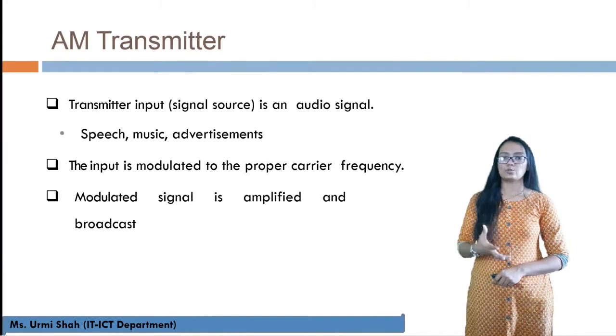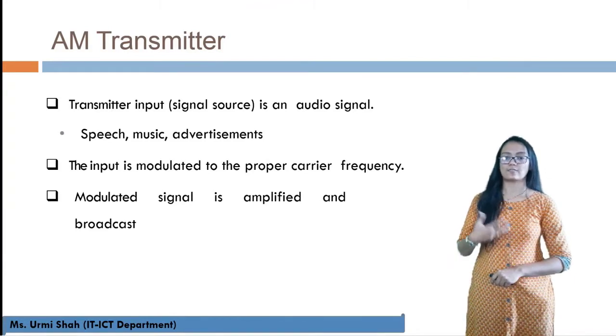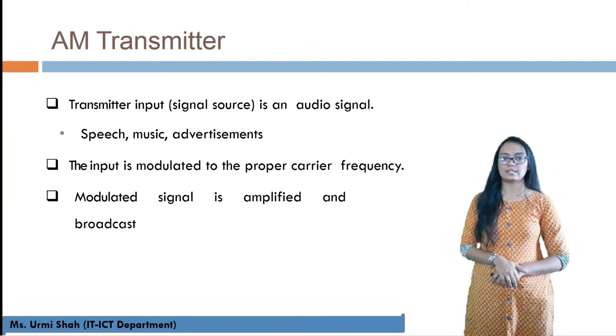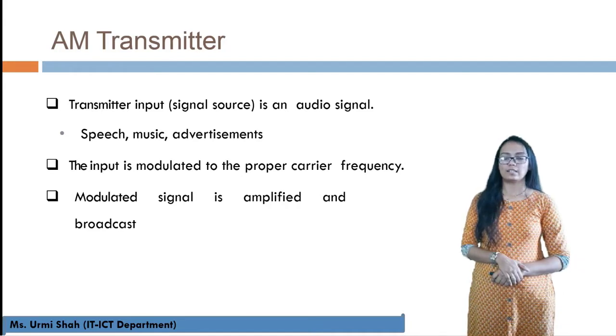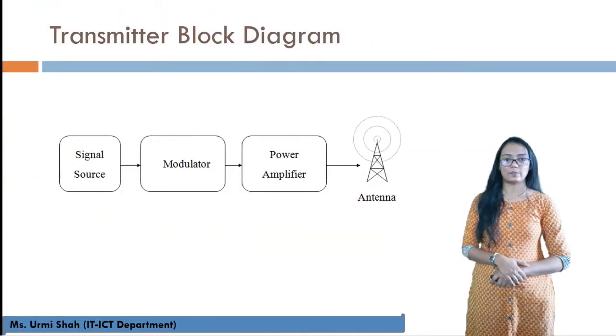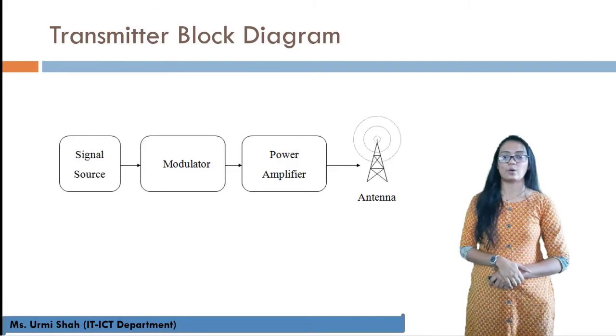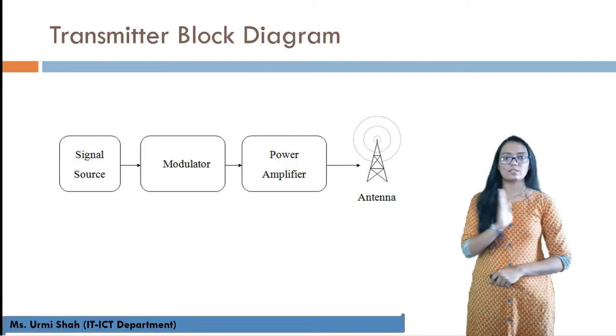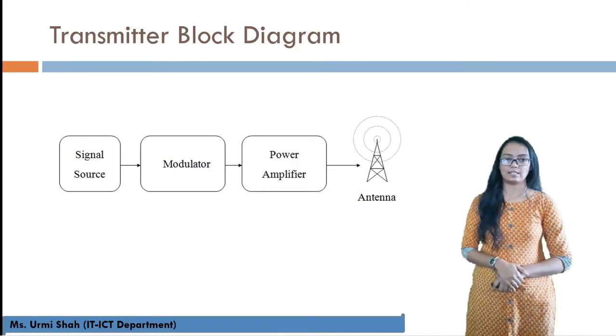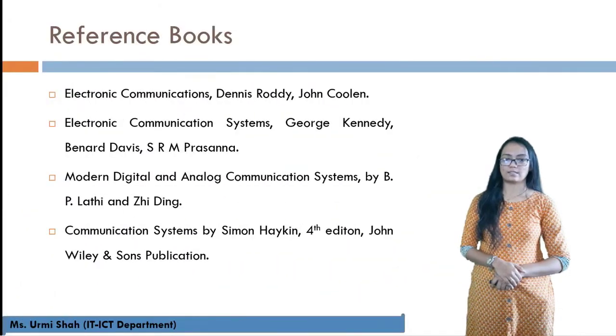AM transmitters are used to transmit input signals such as radio signal, music, and speech signal, and by varying the amplitude of this signal, they are transmitted using a carrier frequency by performing amplitude modulation. So this way the broadcasting of an AM signal takes place from signal source to modulator to power amplifier to antenna. This is the basic block diagram of a transmitter: signal source, modulator, power amplifier and antenna. This is how the signal is passed on from one stage to another stage.